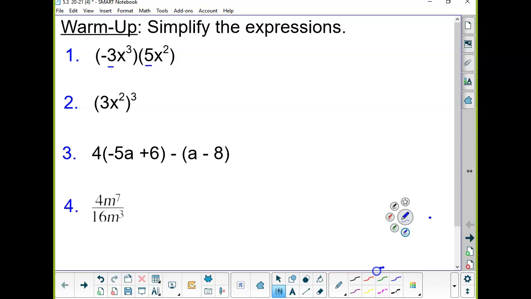If you're going to look at just the real numbers, you're going to multiply those together and get negative 15. And then we want to think of, well, what does it mean?